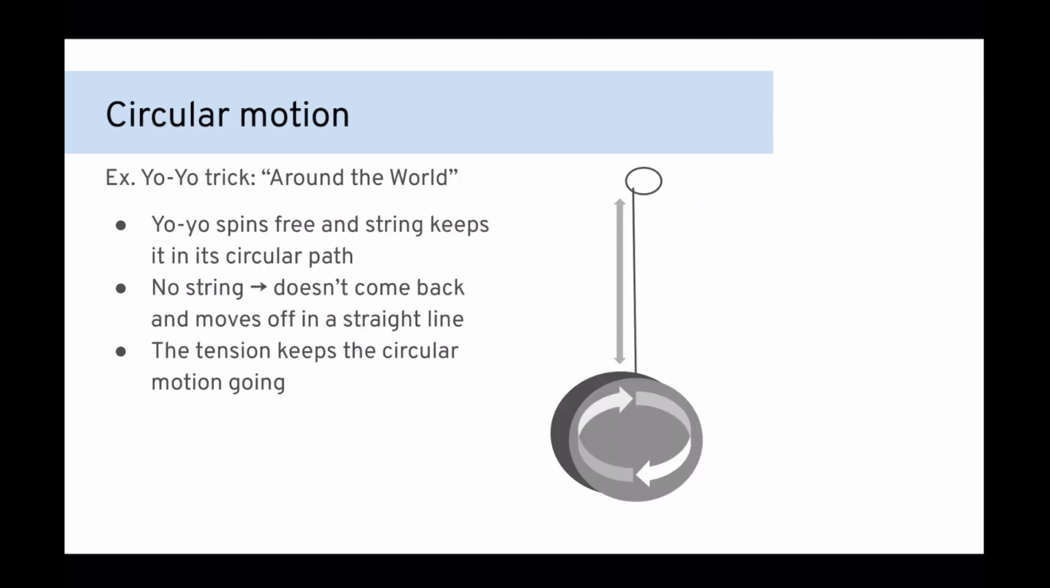An example of circular motion is a yo-yo trick called around the world. The yo-yo spins free, but the string keeps the yo-yo moving in its circular path. Without it, the yo-yo wouldn't come back up, and it would rather move off in a straight line. The tension between the string and the yo-yo keeps it in circular motion.